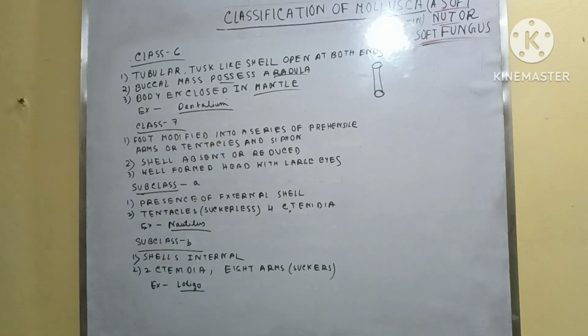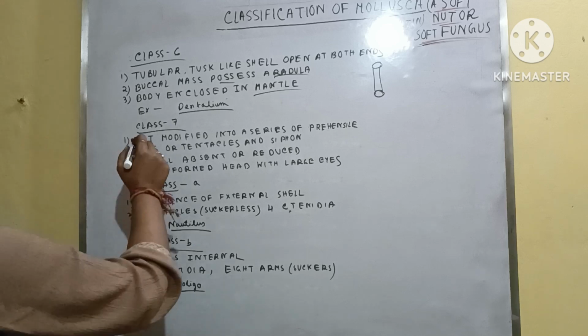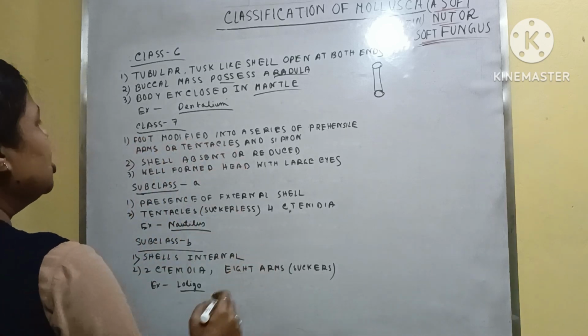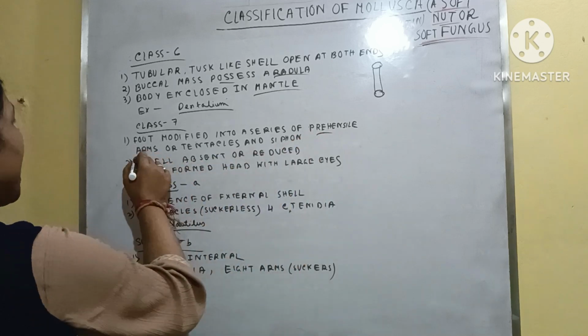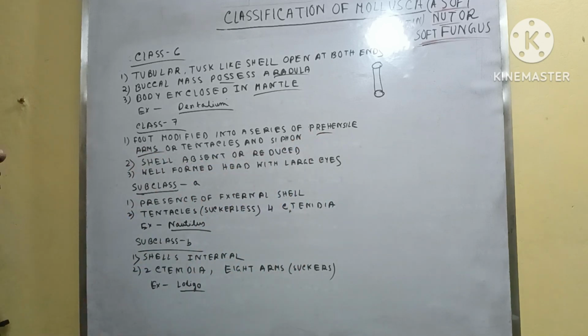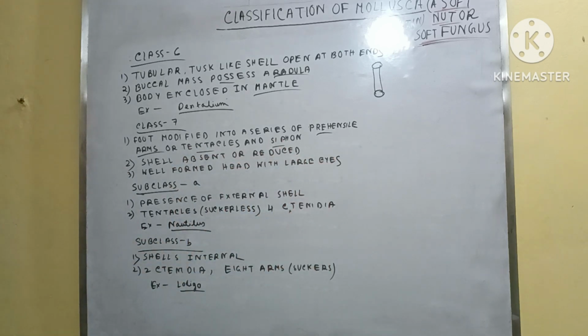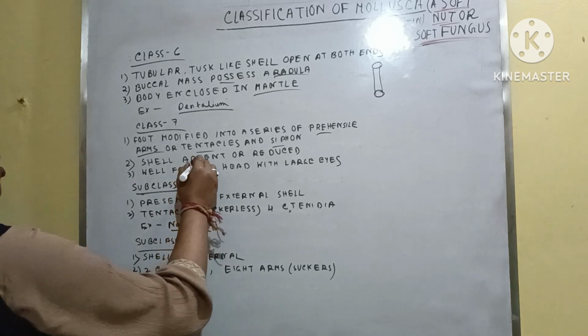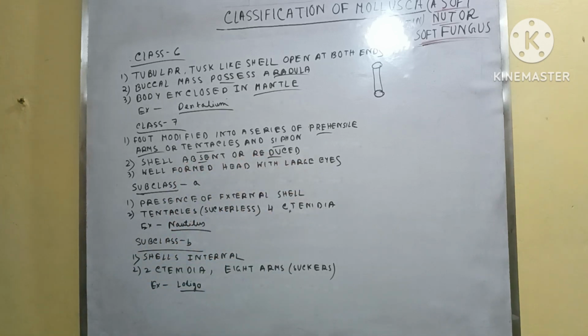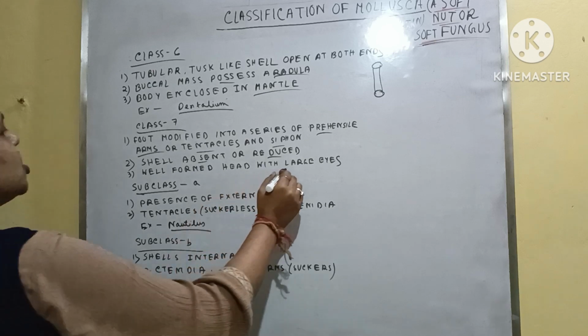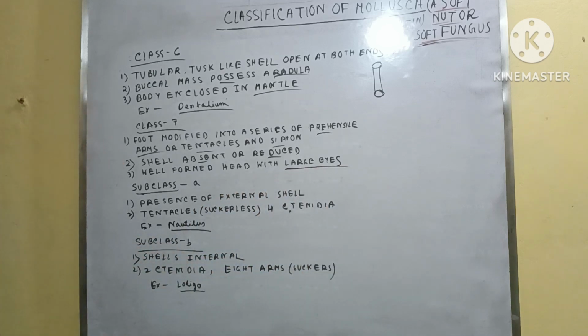Next class, that is the Cephalopoda. Here the foot is modified into prehensile arms or tentacles, and a siphon is also present. Shell absent or reduced, and a well formed head with large eyes. Head well formed and obviously large eyes, both are present.